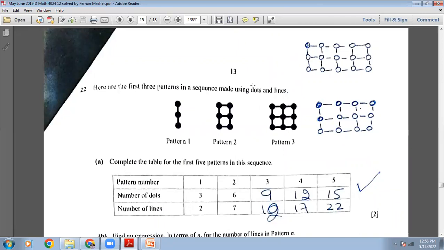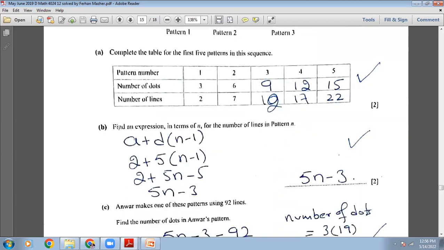You can do this. And then we counted the number of lines. In the 1st pattern, the number of lines is 2. In the 2nd pattern, 7. In the 3rd pattern, 12. In the 4th pattern, 17. And in the 5th pattern, 22. So the question says, find an expression in terms of n for the number of lines in the pattern n.